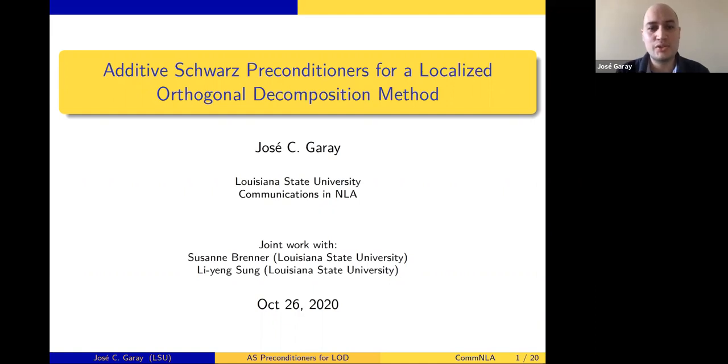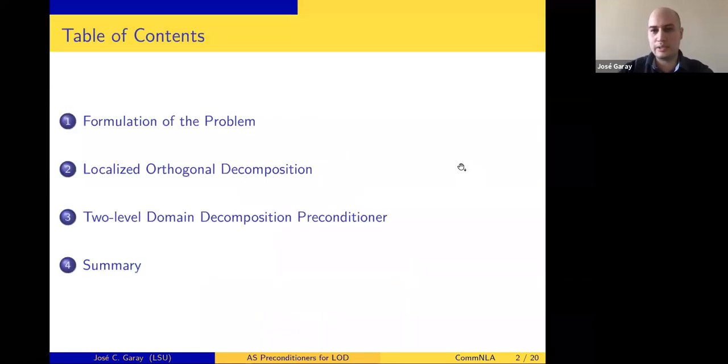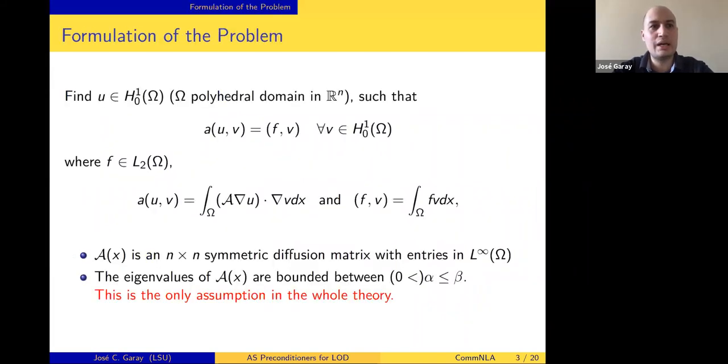So today I'm going to talk about Additive Schwarz preconditioners for a localized orthogonal decomposition method. This is a joint work with Sue Brenner and Lee Jensen. Our work is in the context of solvers for multi-scale problems. Here's the outline of the talk, but for the sake of time, let me skip this slide and go to the formulation of the problem.